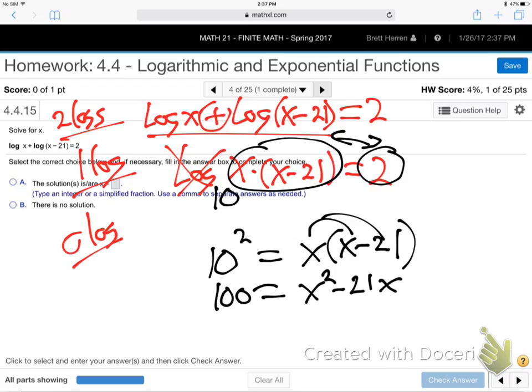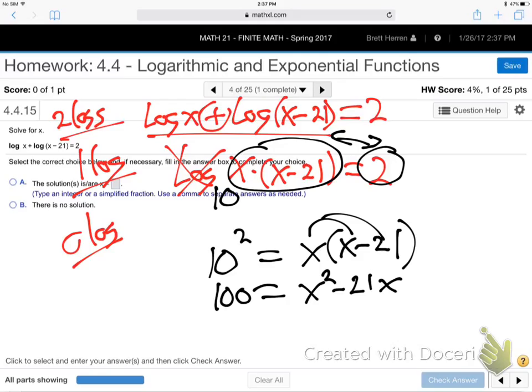Uh-oh, now what? Do you know what to do when you see x squared? Let me go over here. So 100 is x squared minus 21x. Did you guys get that all copied down there?